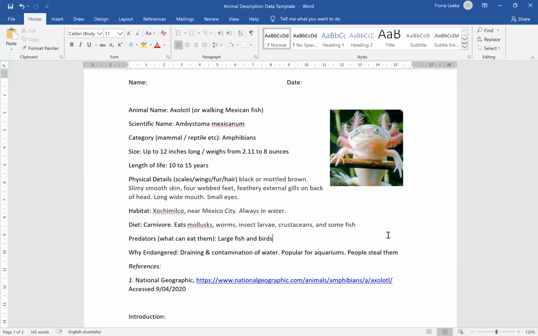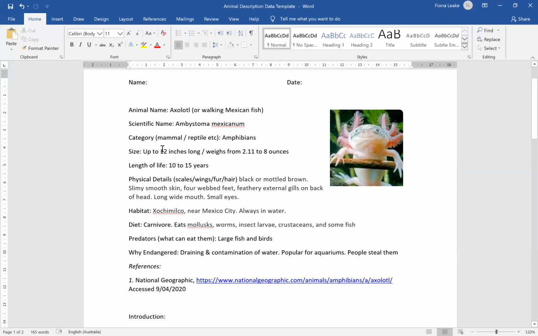Okay? So my animal name is the axolotl. I don't know how to pronounce that. It's also known as the walking fish. Scientific name is Ambystoma mexicanum. The category: it is an amphibian. Okay, it's an amphibian. You should know what that means now, having gone through science.